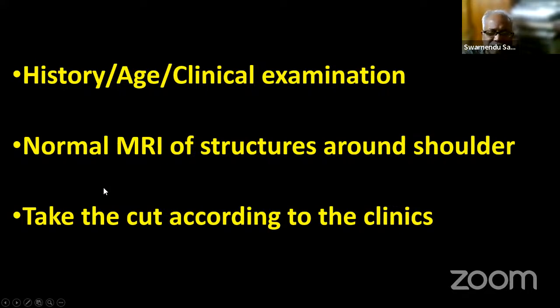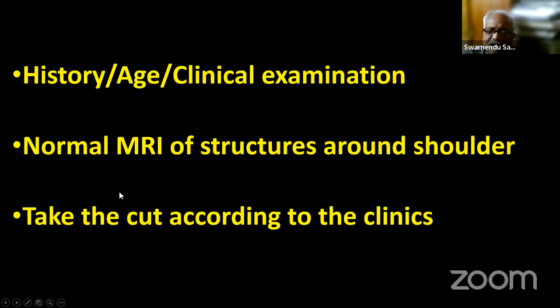Normal MRIs of the shoulder, you must train your eyes, the axial, the coronal, and the sagittal oblique cuts, so that you can understand what is the normal picture. And remember, in T1, the fat is bright. In T2, the fluid is bright, the water is bright.